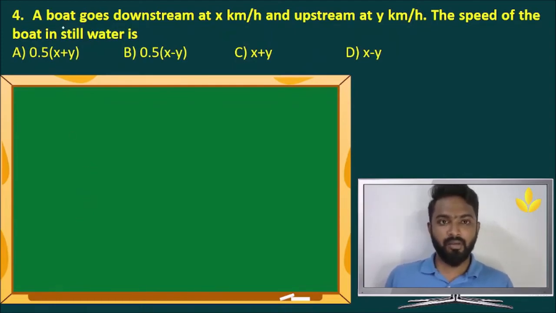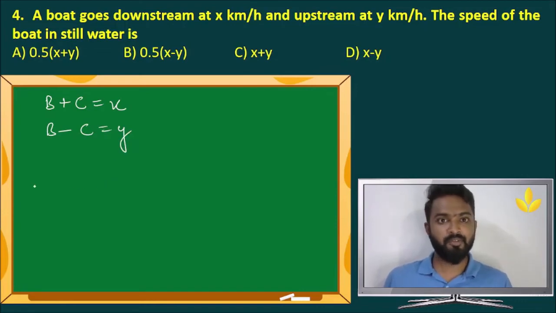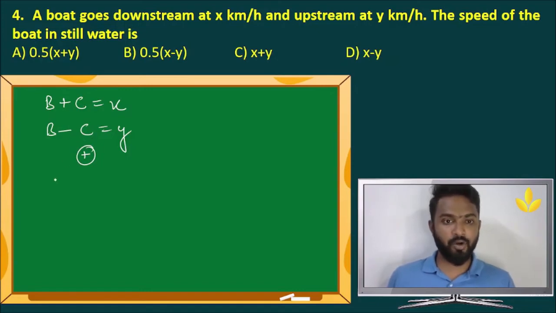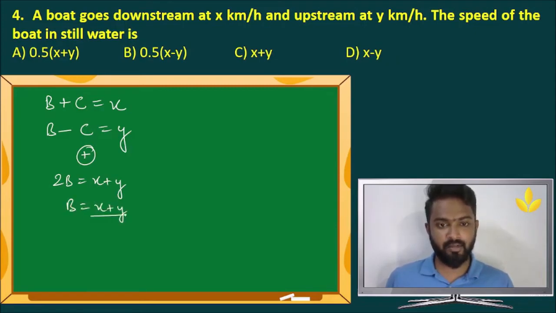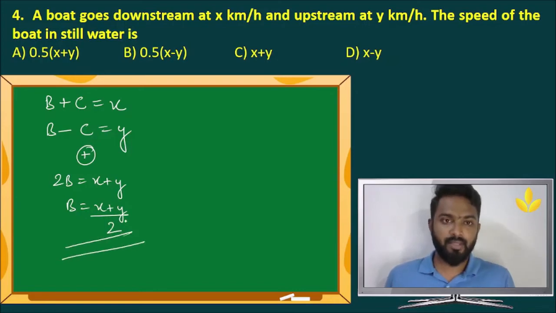Question number 4. A boat goes downstream at x kilometer per hour. Downstream is nothing but B plus C is x, and upstream at y. So B minus C at y. The speed of the boat in still water is what? Okay, now we have to find the value of B. So let's add both the equations. C and minus C will go off. We have 2B equals x plus y. So B equals x plus y divided by 2. And that is nothing but A.